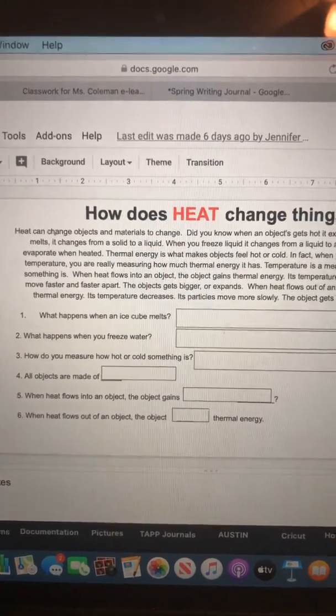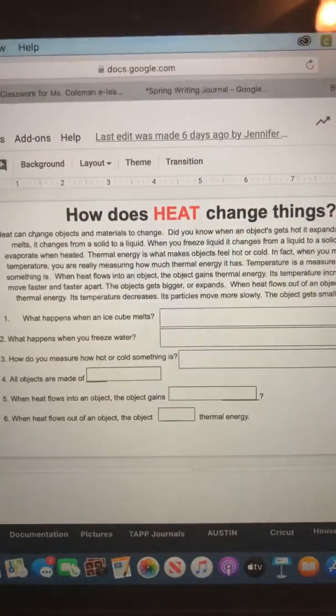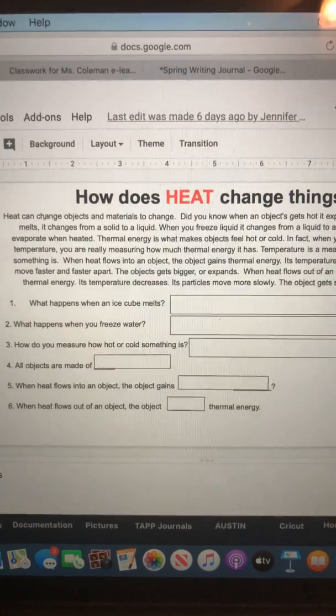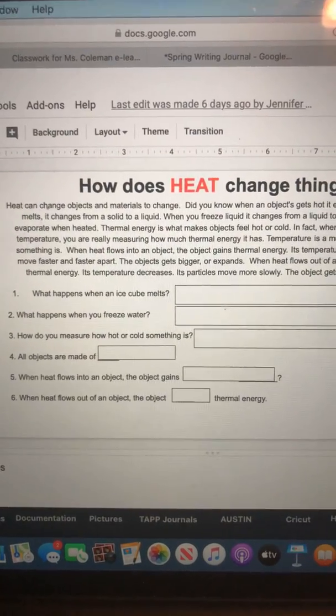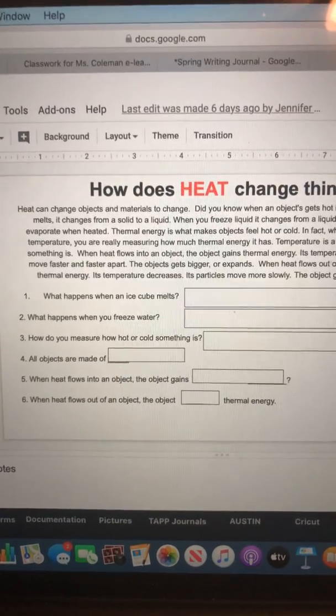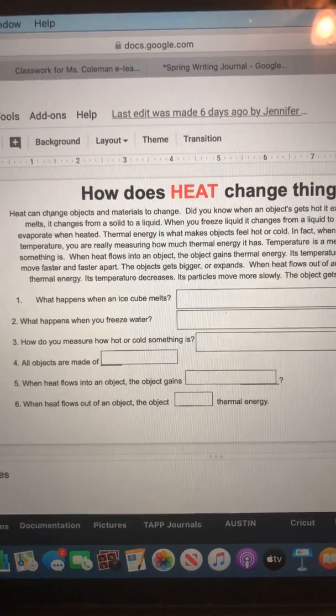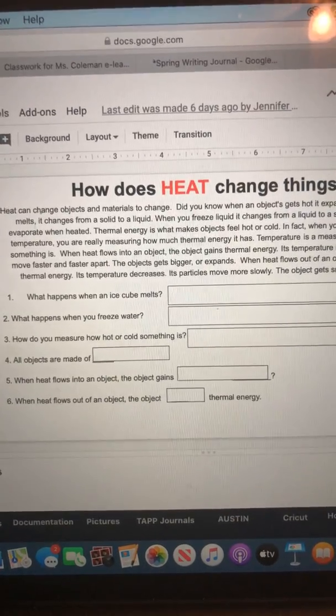Number 3. How do you measure how hot or cold something is? Number 4. All objects are made of.